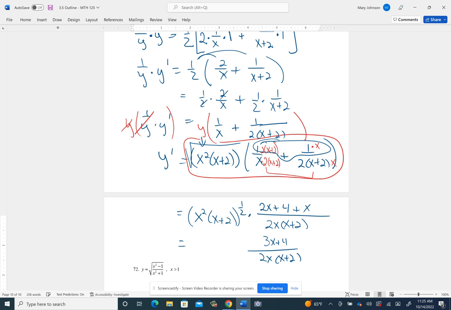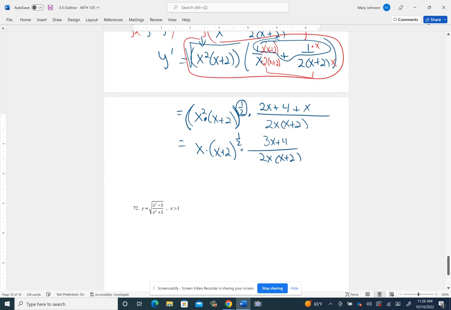And you have to be a little careful because of that 1/2 outside there. So if we didn't do it earlier, we would need to think about it now. That 1/2 is outside this big group of parentheses. So that means the x squared is raised to the 1/2 power, which would give you x to the first, and the x plus 2 is raised to the 1/2 power as well. Okay, so that's what I've got right now.